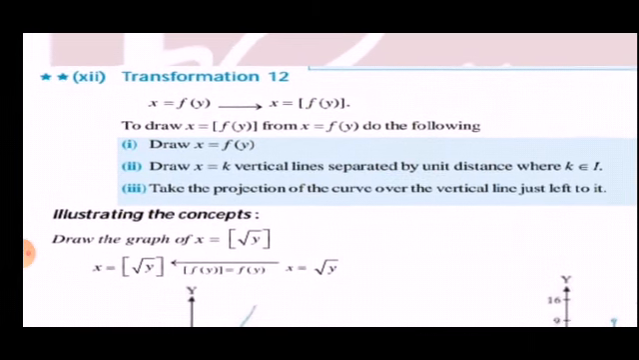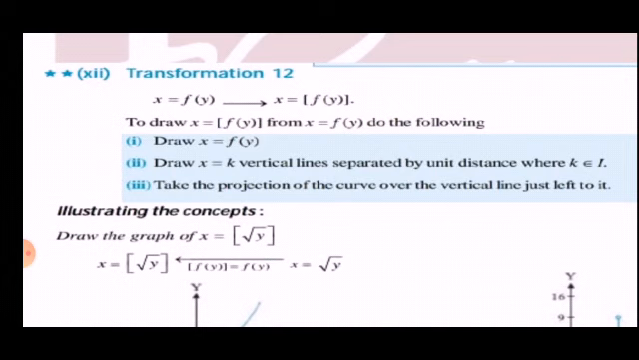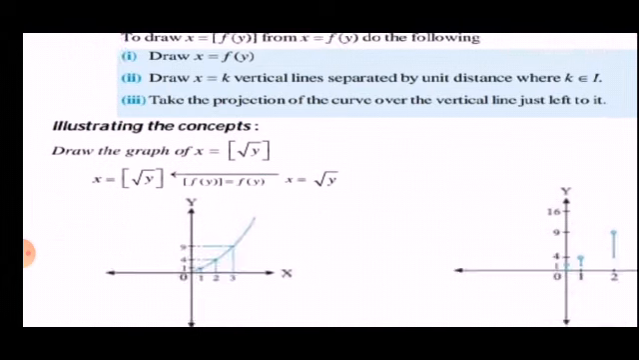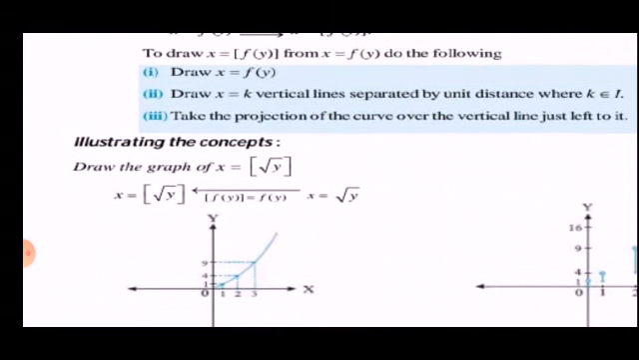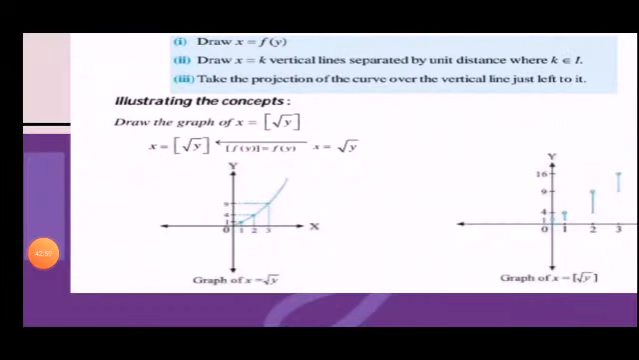So, in the third step, take the projection of the curve over the vertical line just left to it. And the same process we have to apply over here. Let's take some example. That is x equal to root y. To draw x equal to root y, as you know, if you square both sides, that is y equal to x square.